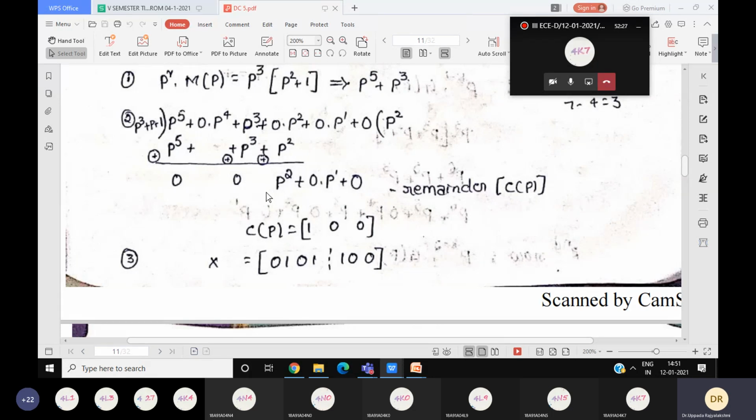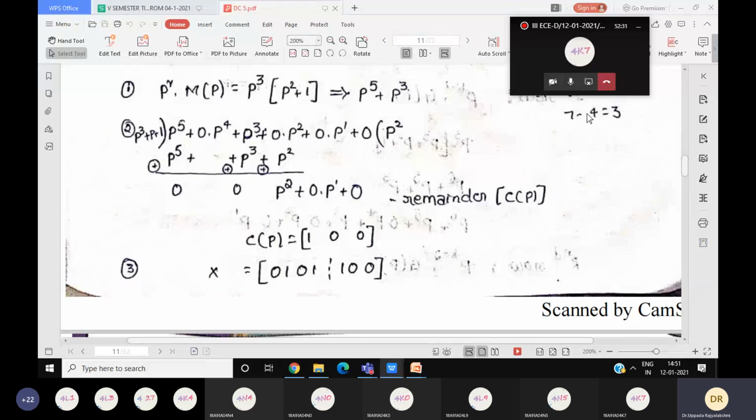Why not 4 bits? Because here the check bits are only 3. That is 7 minus 4. Check bits are 3, so the maximum power should be 2. Okay. So p square plus p power 1 plus p power 0. Take the respective coefficients and write it as a check bit polynomial.